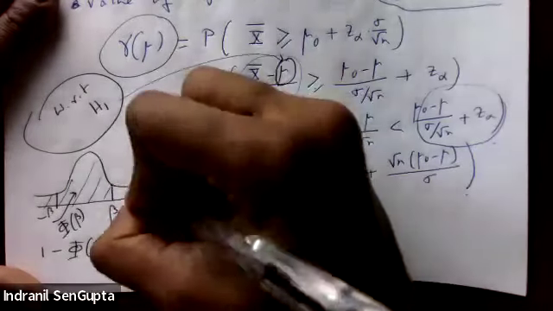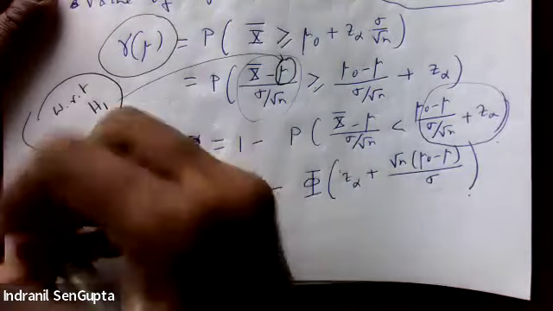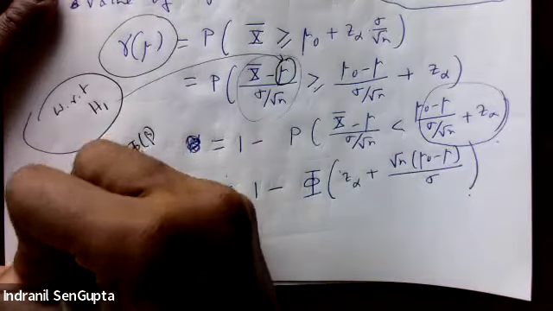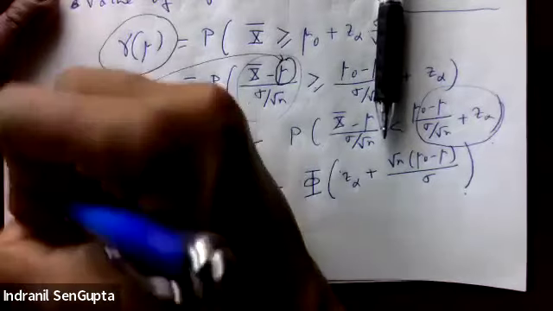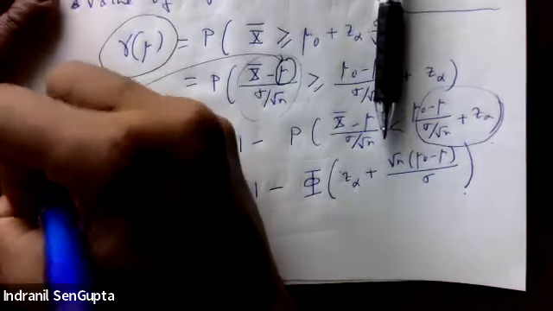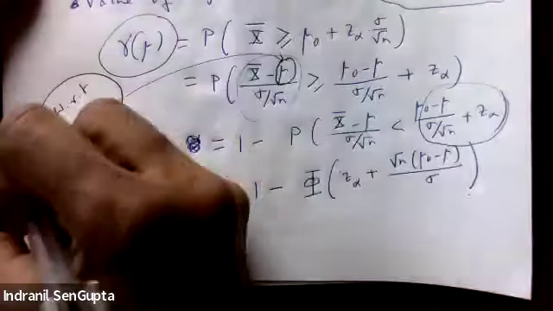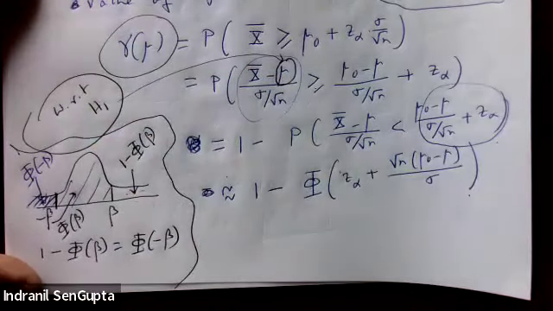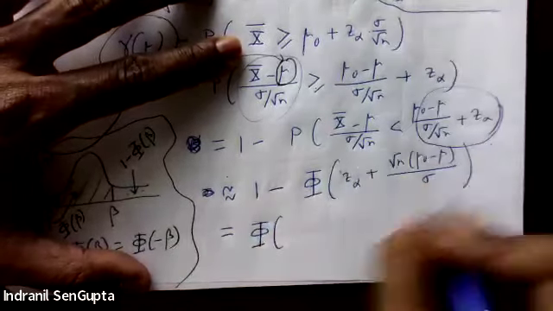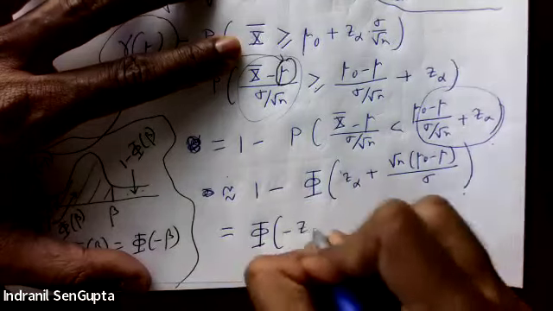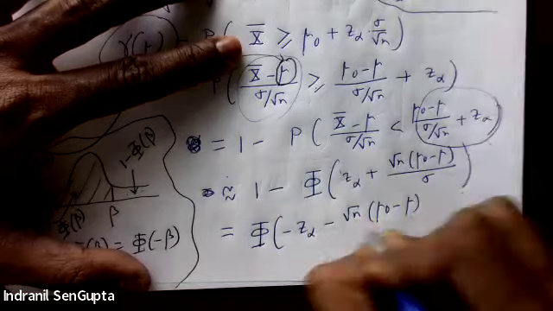So 1 minus phi of beta is this unshaded region. Using symmetry, phi of minus beta is the unshaded region on the other side, which is the same as this one. These are two different regions, but their areas are the same. So these are true, right? This is just calculation, but you can also write this as phi of whatever you have, with a negative sign. So it's phi of minus z alpha minus square root of n times mu 0 minus mu over sigma.